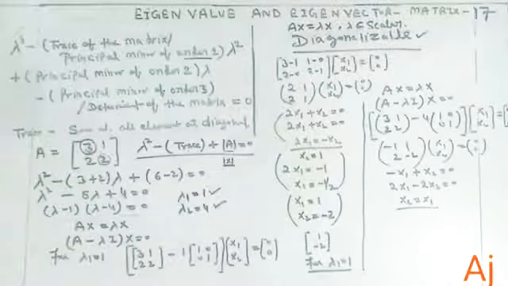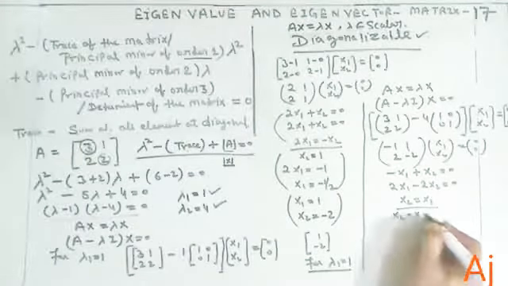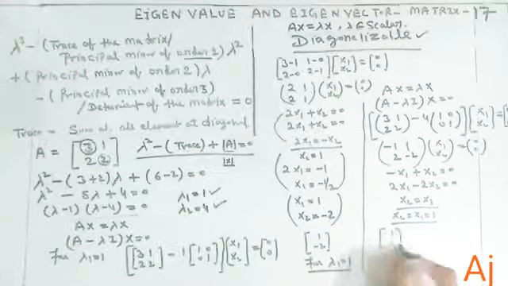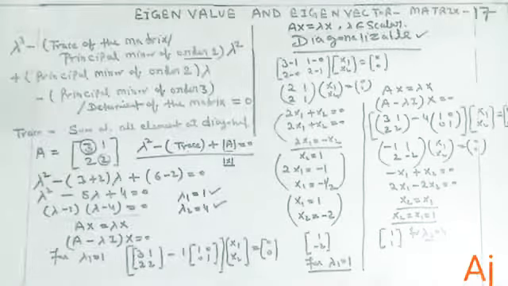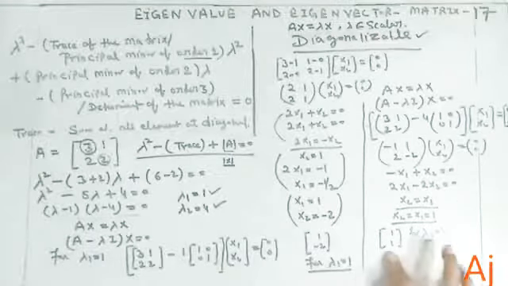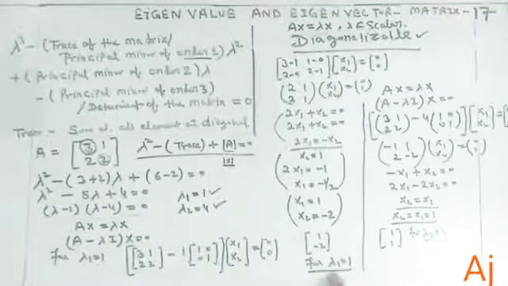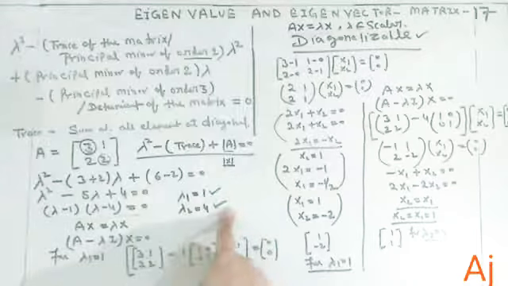Suppose I am taking 1, let x1 is equal to 1, so x2 is equal to x1 is equal to 1, it's totally dependent on us. So this is the other vector for lambda 2 is equal to 4. This is the eigenvector corresponding to lambda 2 is equal to 4, and this is the eigenvector corresponding to lambda 1 is equal to 1. So we have got two eigenvectors corresponding to two eigenvalues.